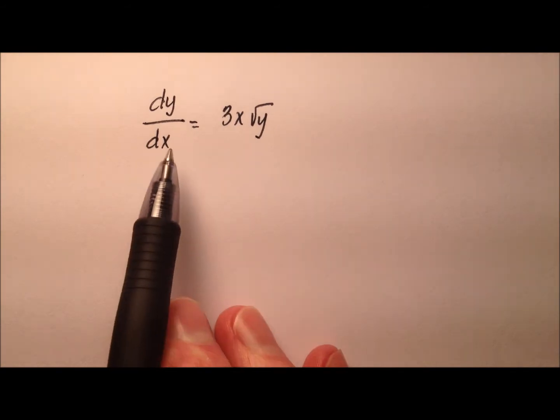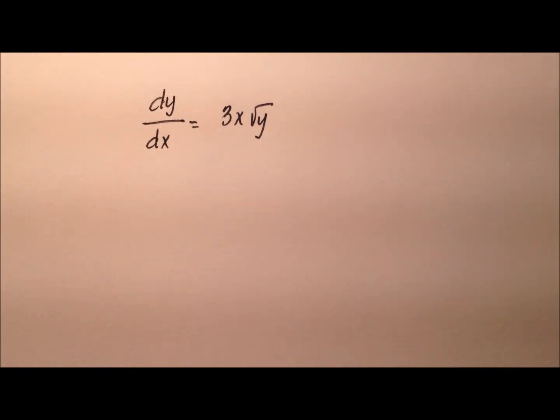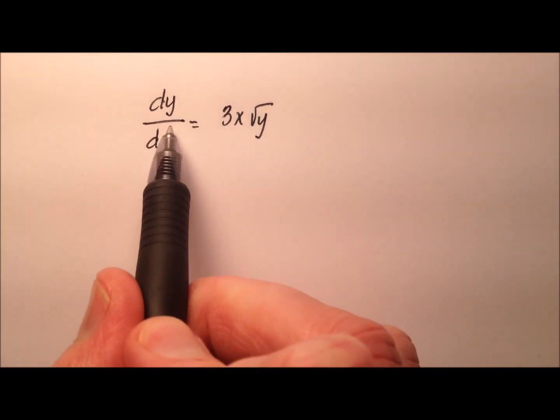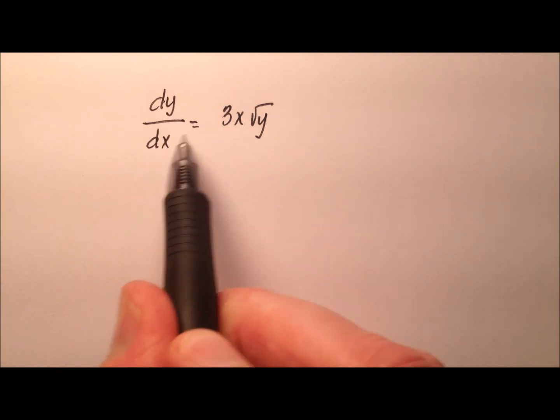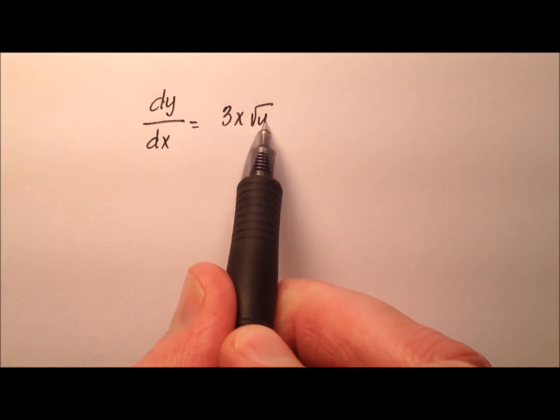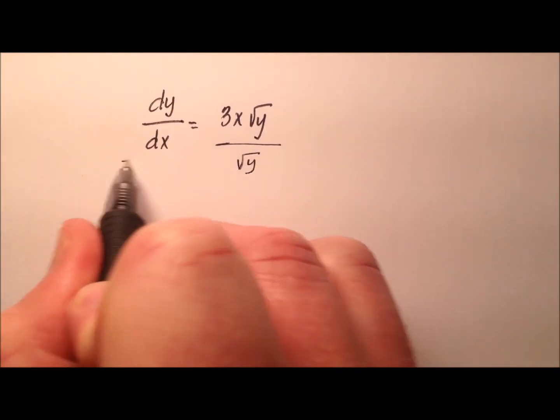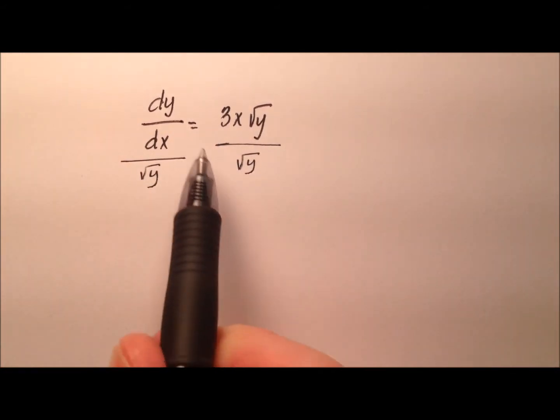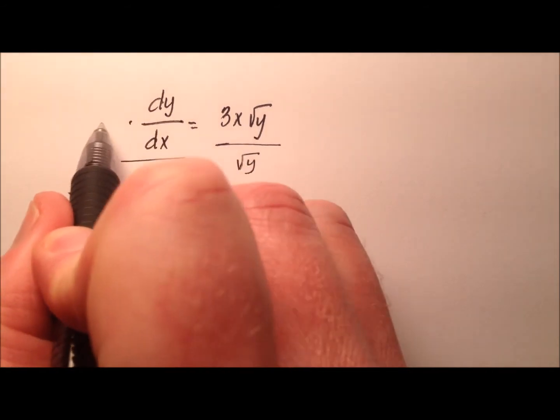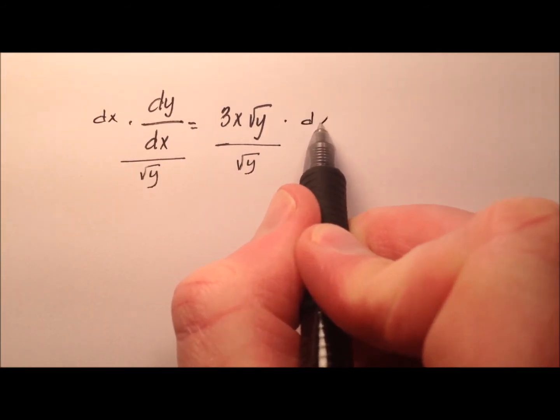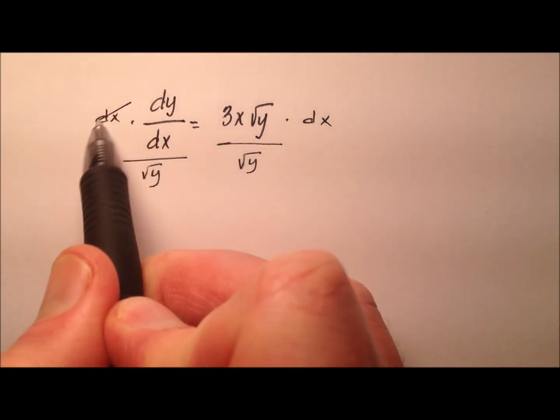In this example, we're going to solve this separable differential equation. It looks like I have a dy dx on the left, and I have a 3x with the square root of y on the right. So I'm going to go ahead and divide both sides by that square root of y in an effort to get the y's together. And then I'll also multiply by dx in an effort to get the x's together.